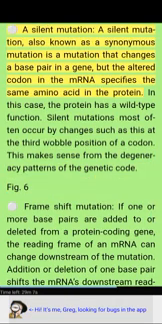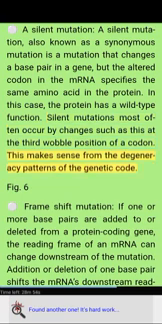Silent mutation. A silent mutation, also known as a synonymous mutation, is a mutation that changes the base pair in a gene, but the altered codon in the mRNA specifies the same amino acid in the protein. In this case, the protein has a wild type function. Silent mutations most often occur by changes such as this at the third wobble position of the codon. This makes sense from the degeneracy patterns of the genetic code.